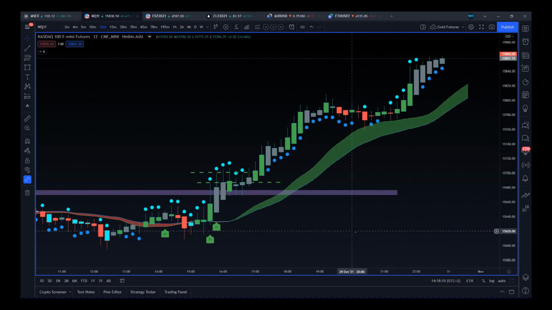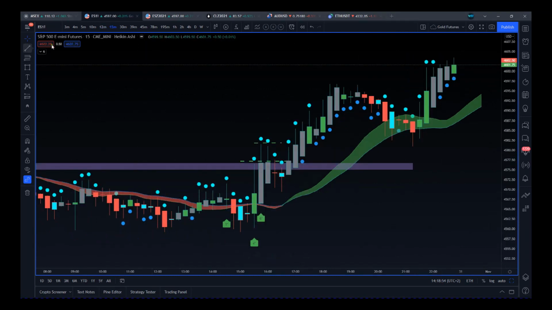So very, very simple. Let's look at ES now. With NQ it's the 12-minute, with ES it's the 15-minute. These are what we call the time frames that are in the groove for our X-Brad algo.